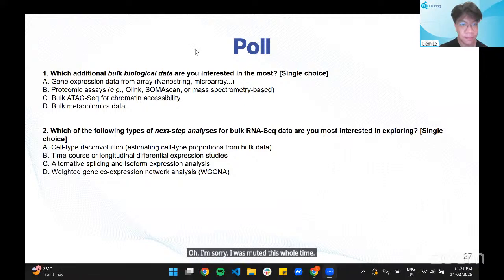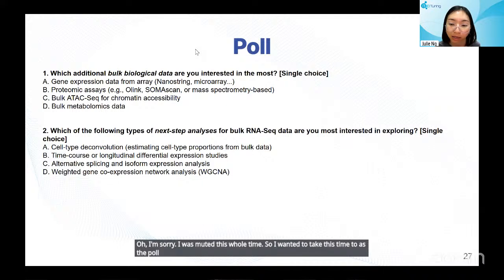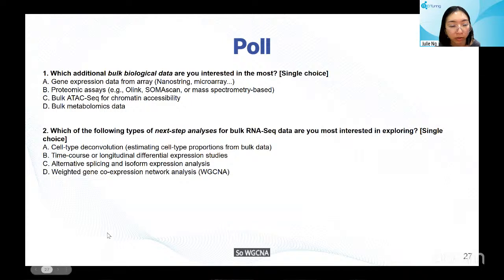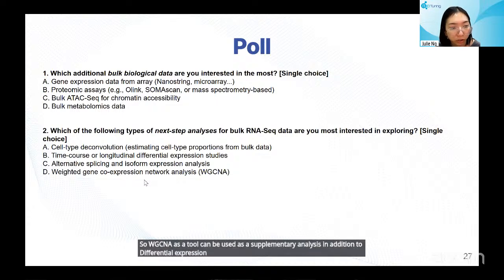Alright, so I wanted to take this time, as the poll is circulating, to explain a little bit more about WGCNA and our motivation behind including this feature on SmartBulk. So WGCNA as a tool can be used as a supplementary analysis in addition to differential expression and also functional enrichment or pathway enrichment analysis.